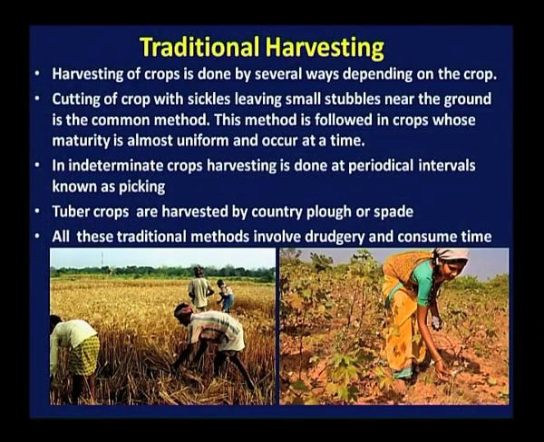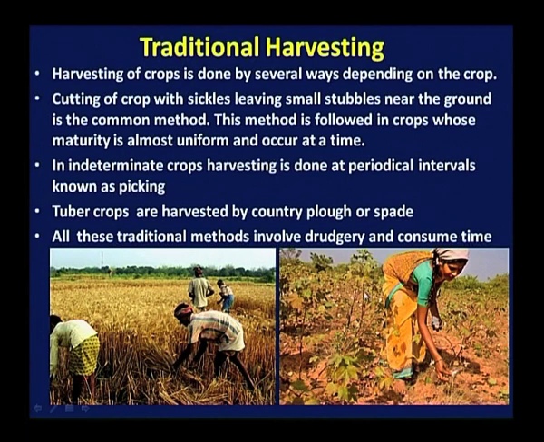So, we talk about the methods of harvesting. The traditional method is done in several ways depending upon the crop. Cutting of crops with sickles, leaving small stubble near the ground, is a common method. This method is followed in crops whose maturity is almost uniform and occurs at one time. In indeterminate crops, harvesting is done at periodic intervals, known as picking. For example, in cotton, the bolls are picked at different times according to their maturity.